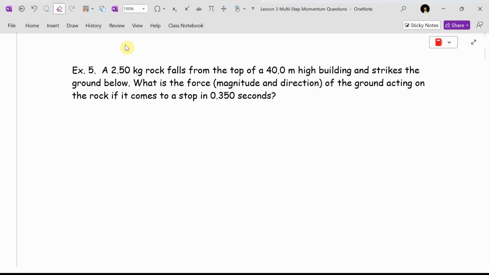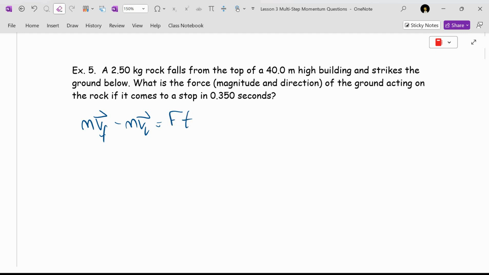Okay. Don't write this down. I'll write some stuff down. This is my brain thinking. I noticed they want me to find a force. They gave me a time. I thought maybe I can go, don't write this down, mv final minus mv initial equals force times time. That was my first thought.